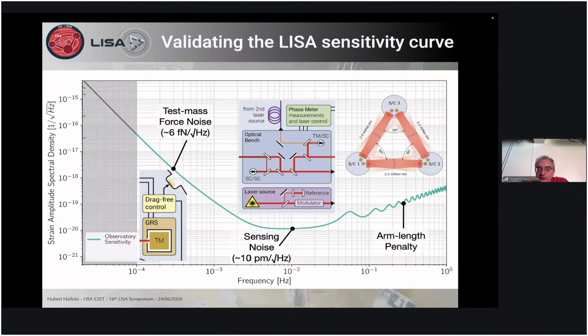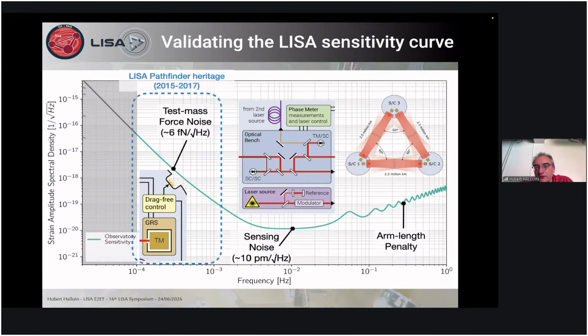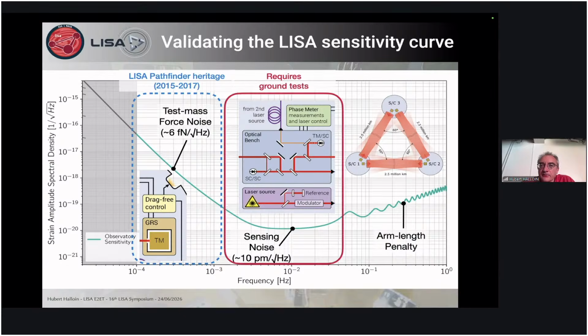This is also a standard picture that you have seen probably many times. This is globally the residual noise of a LISA instrument, and at low frequency, below a few millihertz, we are dominated by the test mass force noise, which has been tested and benefits from the heritage of LISA Pathfinder. But above a few millihertz, we are dominated by the sensing noise. And the sensing noise requires additional ground tests to be validated before launching the instrument. So that's what we are going to talk about.